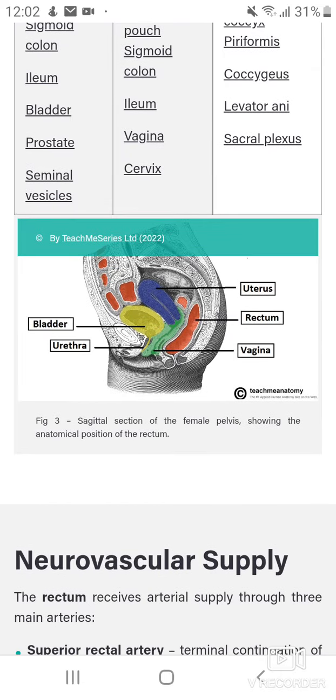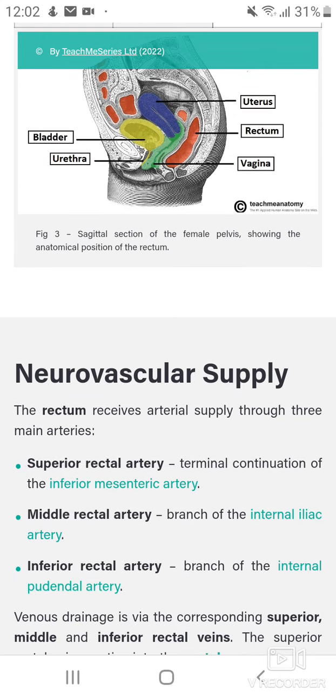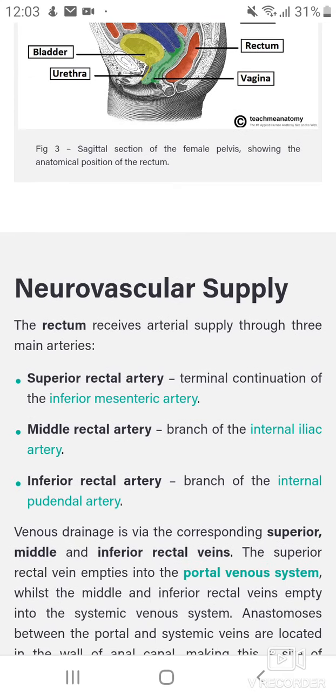Next, we are discussing the neurovascular supply. The rectum receives arterial supply through three main arteries. Number 1, superior rectal artery, terminal continuation of the inferior mesenteric artery. Number 2, middle rectal artery, branch of the internal iliac artery. And number 3, inferior rectal artery, the branch of the internal pudendal artery.